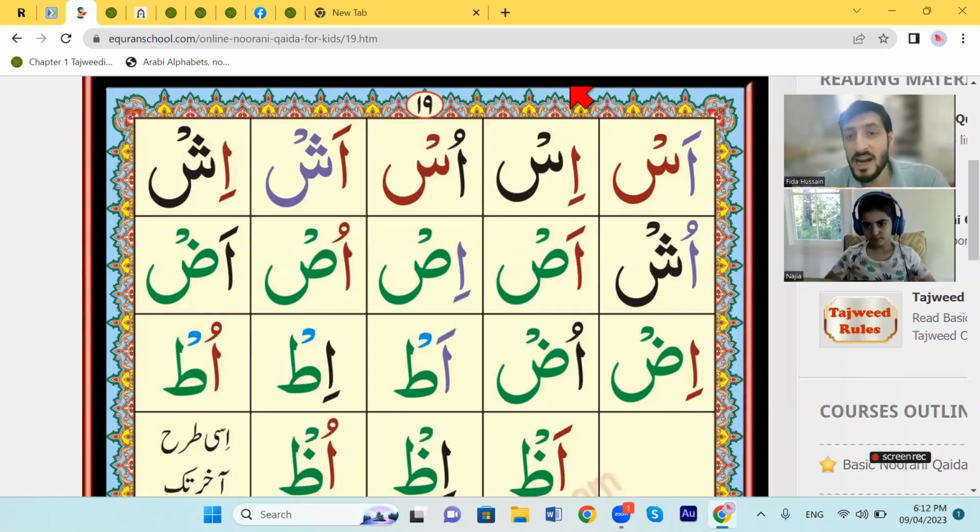So what is that? A goes with seen, E goes with seen. Us is us. Very good. A goes with sheen. Us is us. Excellent. What's the next one?